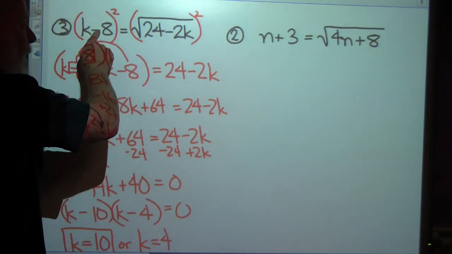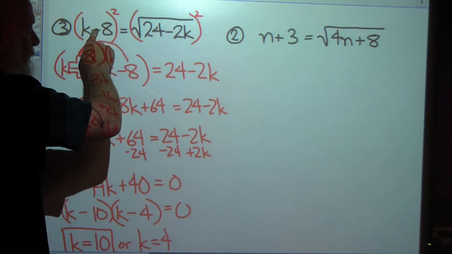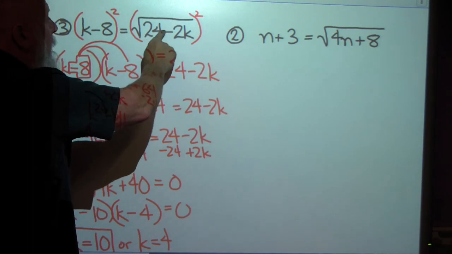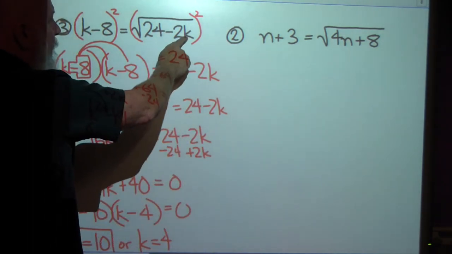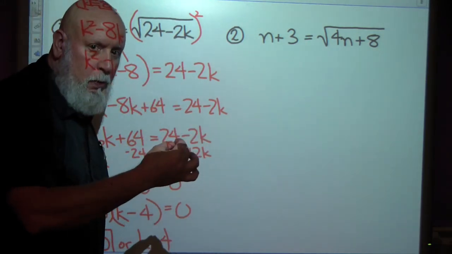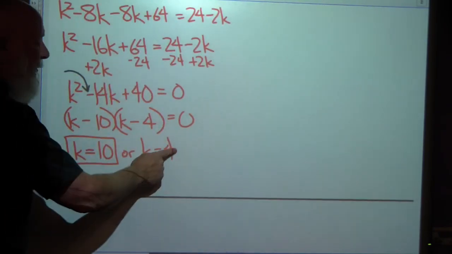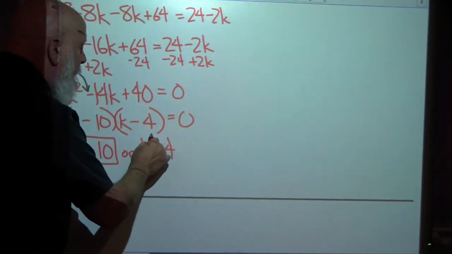k minus 4 is negative 4. I'm sorry, k minus 8 is negative 4. So this side turns into negative 4 is equal to 24 minus 2 times 4, which is 8. 24 minus 8 is 16. The square root of 16, the principal square root, is 4. This side turns into negative 4. So this is an extraneous root.